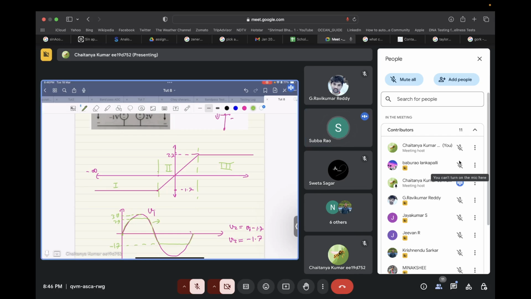Now the moment my input reaches 2.7 volt, we will fall in which region? Region 3, right? Yes, region 3. So in region 3, no matter what my input is, my output will always be stuck at 2.7 volt. Okay, so my output will be a flat line till the time my input again comes back to 2.7 volts.